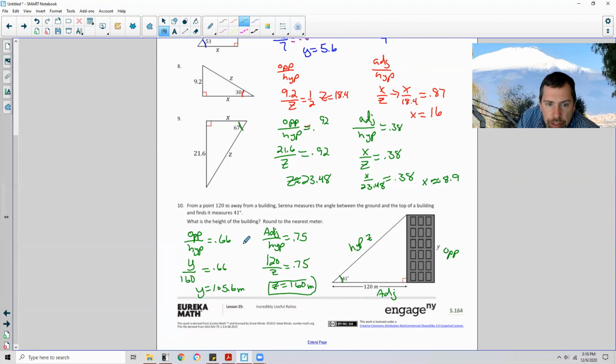Okay, so what is the height of the building? The height of the building is y. This is my actual answer here. The building is 105.6 meters tall.